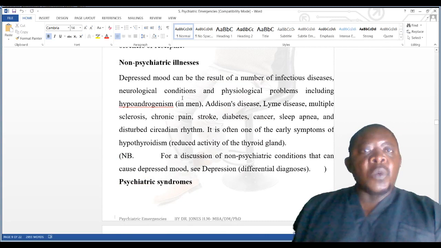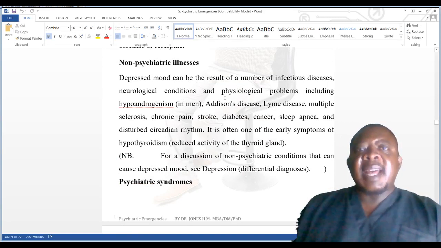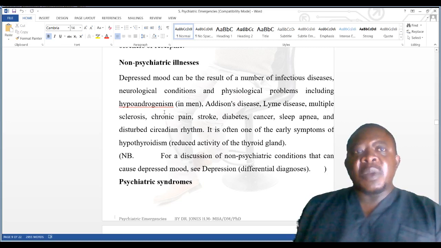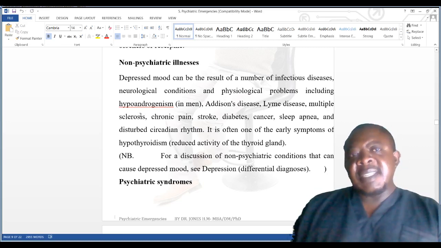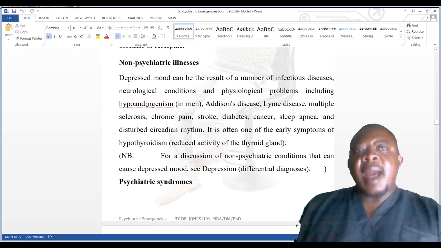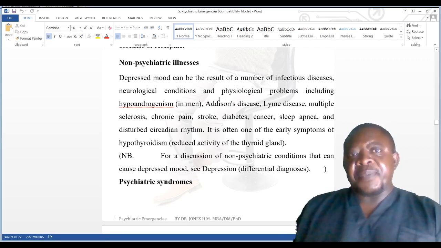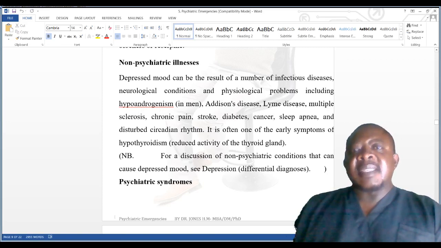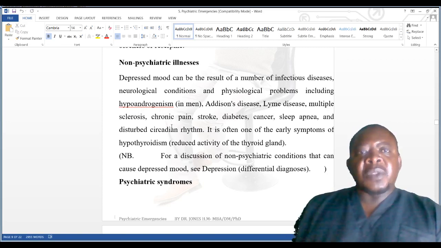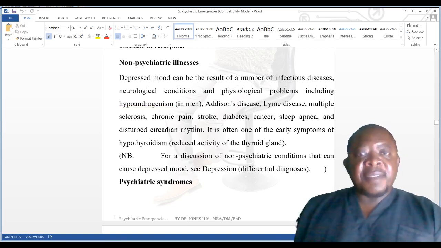Okay, there are also non-psychiatric illnesses that predispose to depression. Depressed mood can be as a result of a number of infectious diseases, neurological conditions, and physiological problems, including hypoandrogenism. Okay, androgen, the root androgen to do with male. So hypoandrogenism in men, then Addison's disease, Lyme disease, multiple sclerosis, chronic pain, stroke, diabetes, cancer, sleep apnea, and disturbed circadian rhythm may predispose one to having depression.